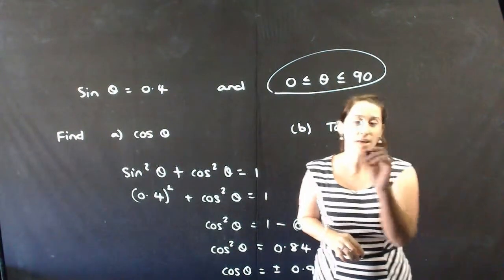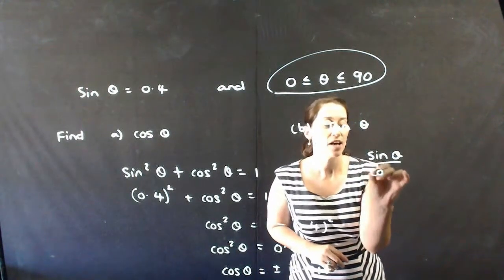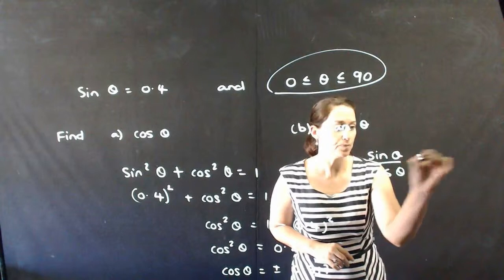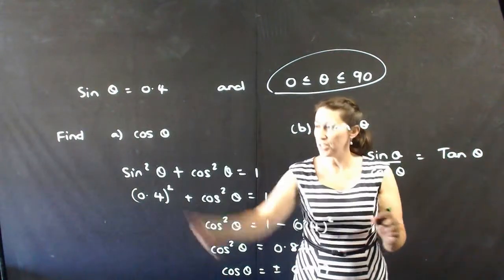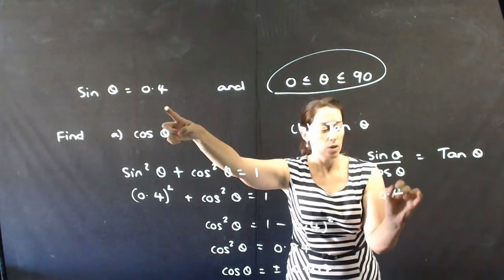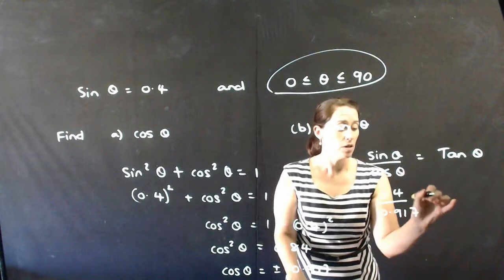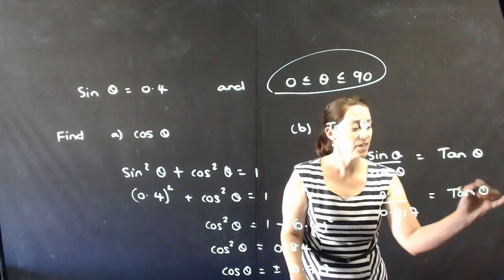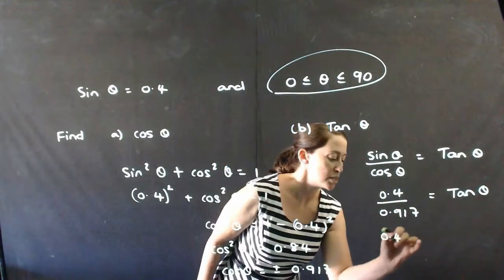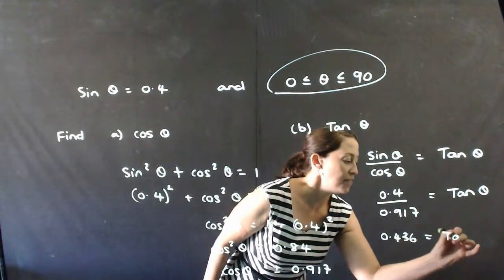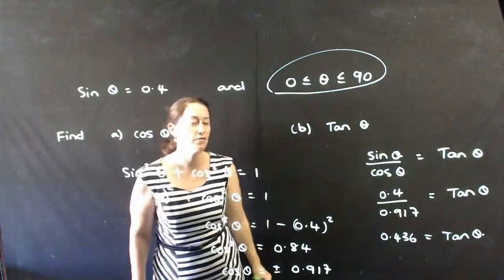And I can also use the identity, apologies, of sine theta over cos theta equals tan theta, and substitute those values in. So sine theta is 0.4, cos theta is 0.917, and that will give me the value of tan theta. Working that out on the calculator, I get 0.436. Again that makes sense because it's positive, and of course tan is positive in the first quadrant.